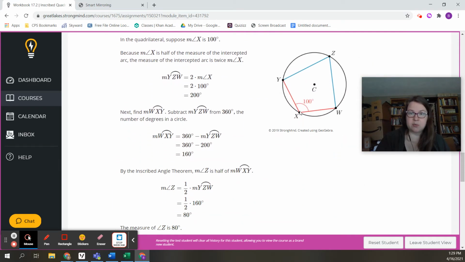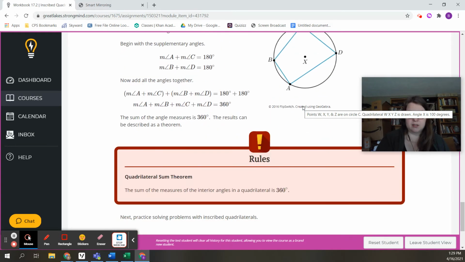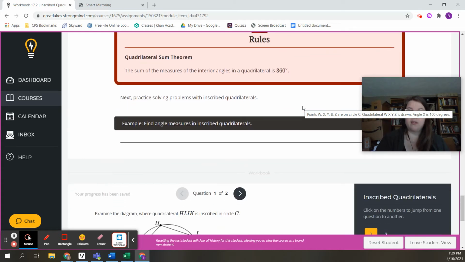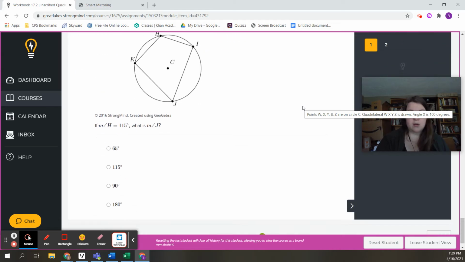So if I knew that this one was 100, then this one over here has to be 80 because it has to equal 180. Because that's what supplementary means. What else do we have? They described why. Oh, and then all the angles inside of a quadrilateral are always 360. So here we have this one.